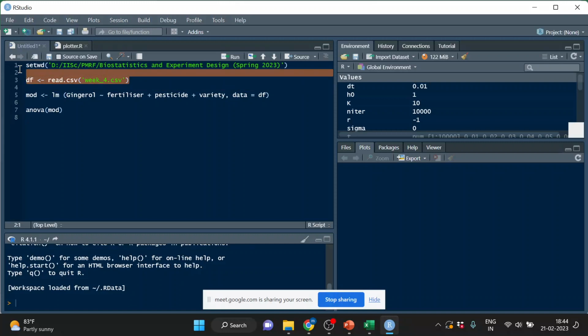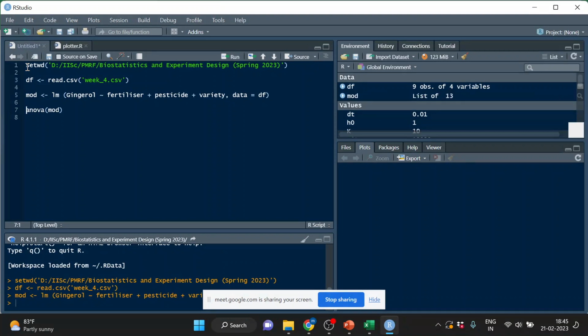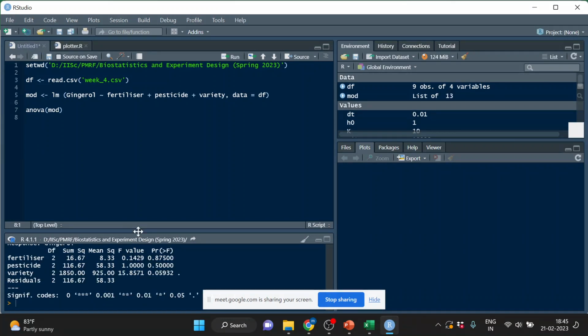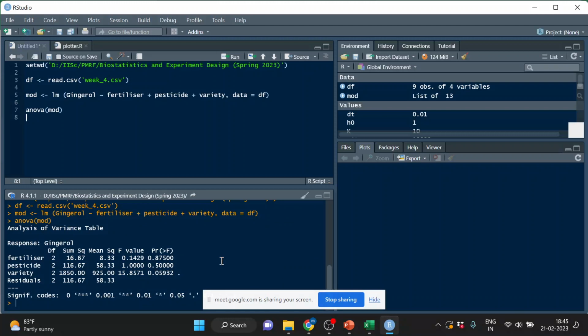I import my data and then I just run this statement. Model is a variable that stores the information from this ANOVA. You can specify the ANOVA like this, ginger oil as a function of these factors. I've just added them. I'm not testing for any interaction. Just the factors as they are without any interaction. And this is my data, whatever I've imported. So if I run all of this and I do an ANOVA of my model, it just gives me this table very quickly. I don't have to calculate anything. It's all done.